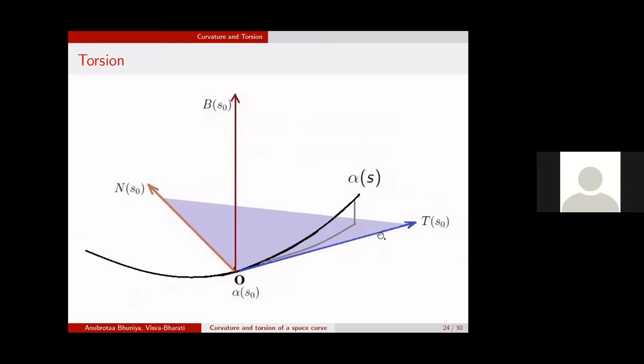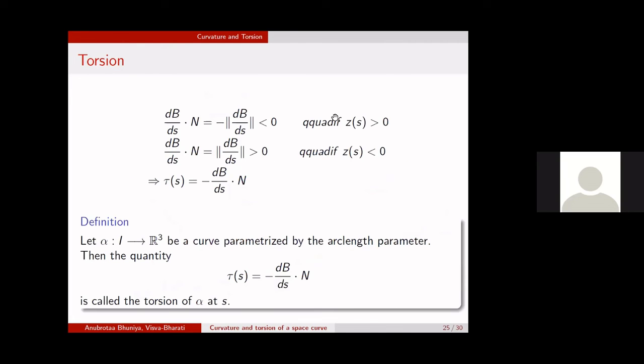We want to define a quantity that takes a positive sign if the curve alpha(s) goes upward. But here the opposite thing is happening. When the curve is going upward, db/ds dot n is negative, and when it is going downward, db/ds dot n is positive. So we can just take minus db/ds dot n. We define the torsion of a curve alpha at s as minus db/ds dot n.